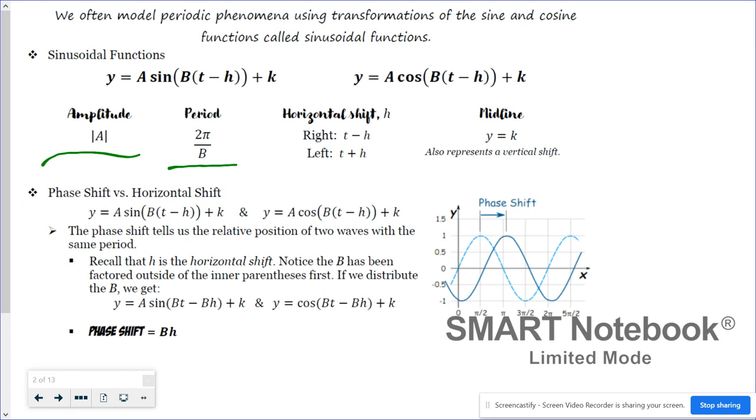And then, of course, K, like we talked about midline, right? Y equals K is the midline. It also represents a vertical shift. So if it's plus K, it's up, minus K, it's down. Now, H is representing a horizontal shift. So for T minus H, that's a movement to the right. T plus H is a movement to the left. Okay. So with these functions, there's something called a phase shift and a horizontal shift.